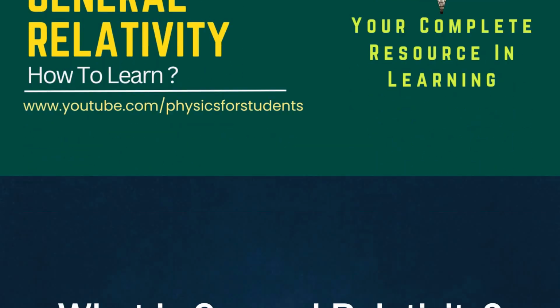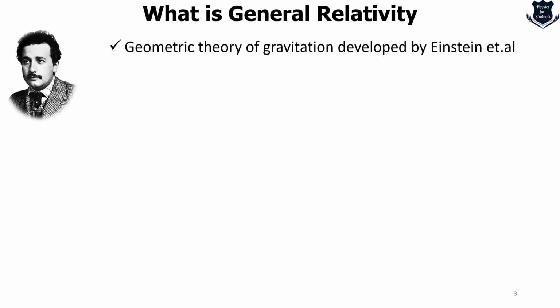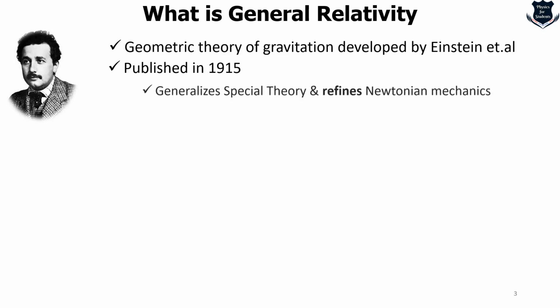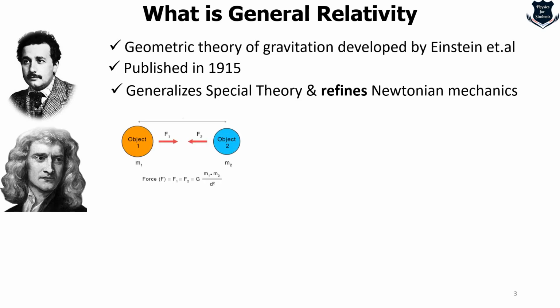First, we need to understand what actually is general relativity. Now, if you look into this figure, you will understand that general relativity is nothing but a geometric theory of gravity developed by Einstein and others. Now, it was published around 1915, almost 10 years after he framed his special theory of relativity. General theory of relativity actually, I would say, redefines and refines Newtonian mechanics.